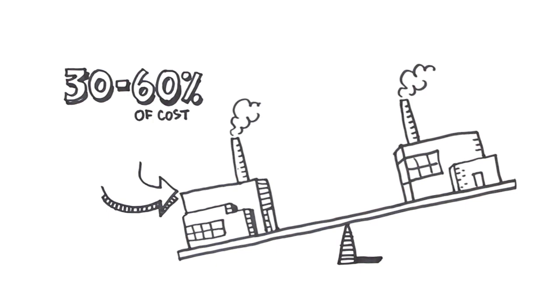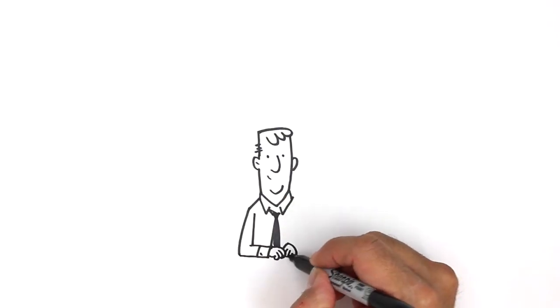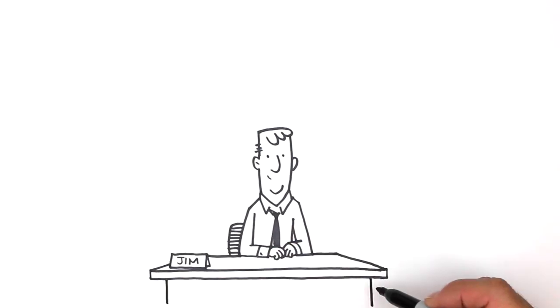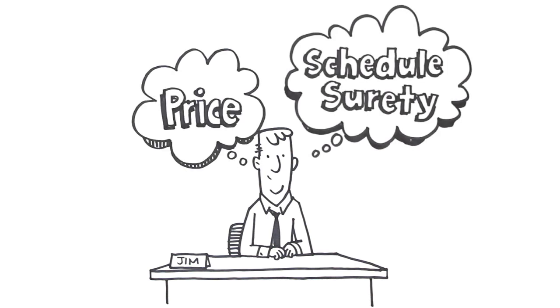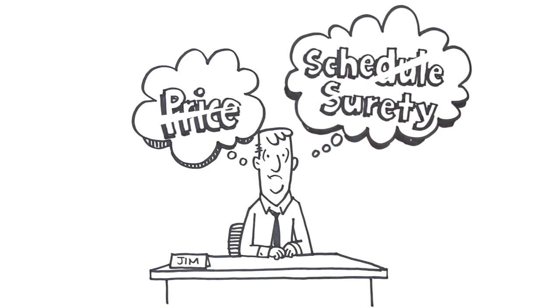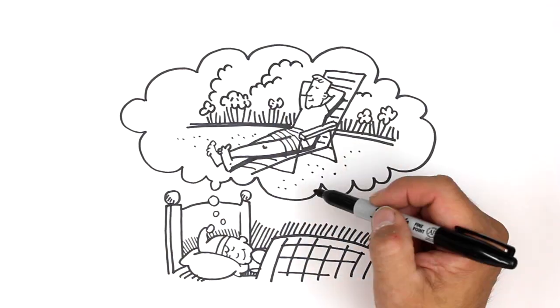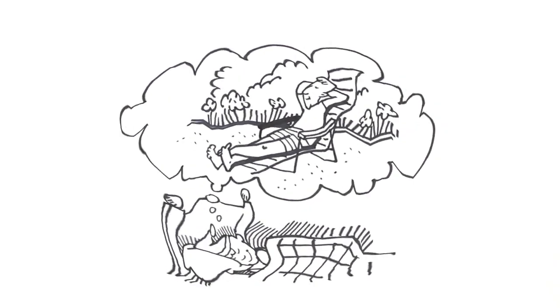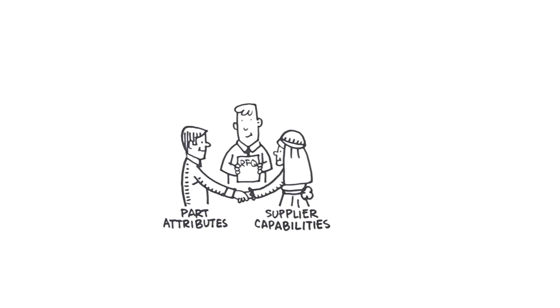Jim wants his supply chain to win. Jim understands that knowing the raw materials used to make the parts that go into his products is vital. Without visibility into the raw material supply chain, Jim realizes that price and schedule surety will be nearly impossible to achieve. That night, Jim dreamt about how his life would be if he had visibility into the attributes of his parts. I could send an RFQ and match part attributes to supplier capabilities.